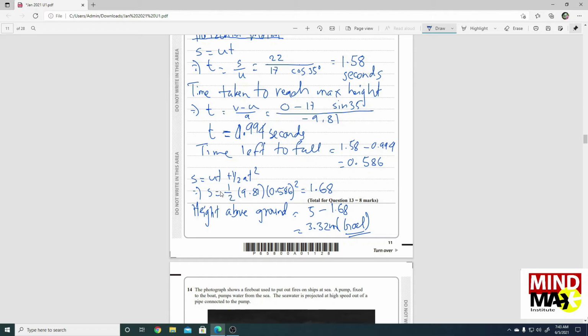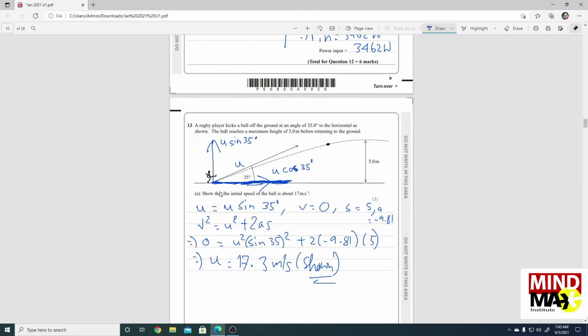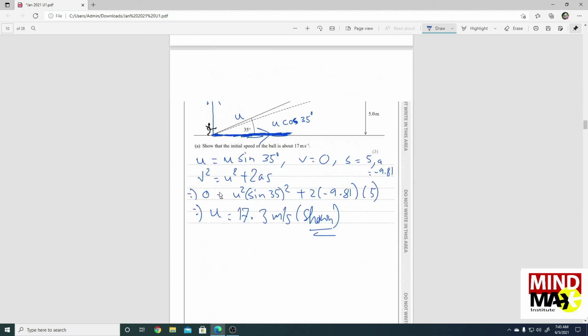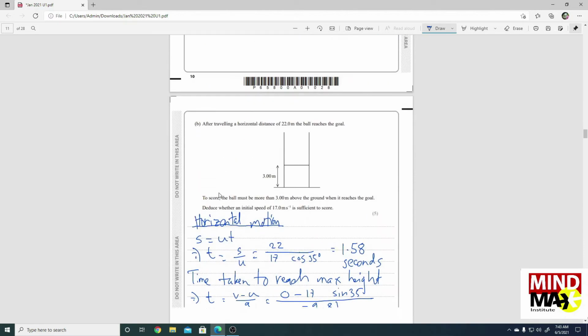So a would be 9.81 because now it is falling with gravity. And the time left to fall would be the time it has from here, the highest point, up to reaching the rugby post. So we put this time here and we got this value. So this is how much distance it has fallen from the highest position. So what was the highest position? 5 meters. Out of 5 meters, it has fallen 1.68.